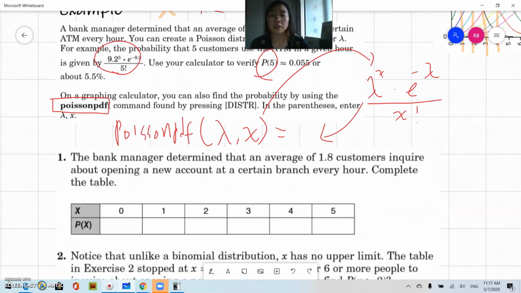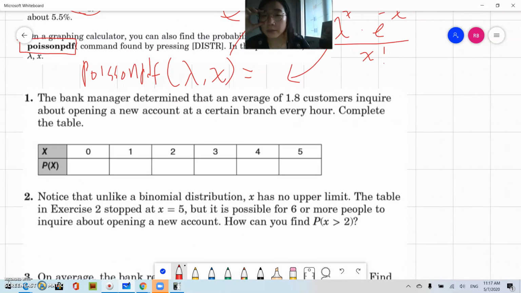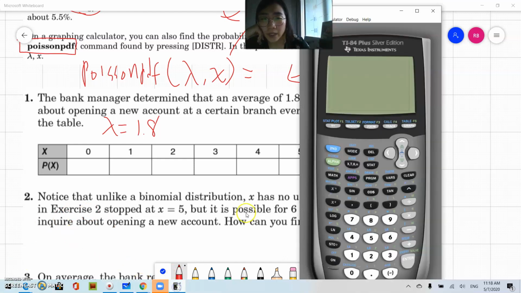Okay, so let's look at number 1. The bank manager determined that an average of 1.8 customers inquire about opening a new account. So lambda here is 1.8. And we want to see how likely all these things are. Interestingly, your average number doesn't have to be a whole number, even though we're talking about discrete values, just like your expected value for binomial distribution didn't have to be a whole number.